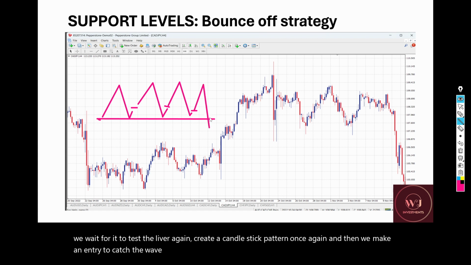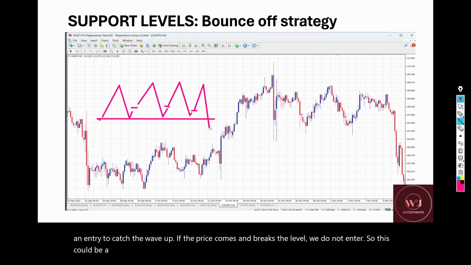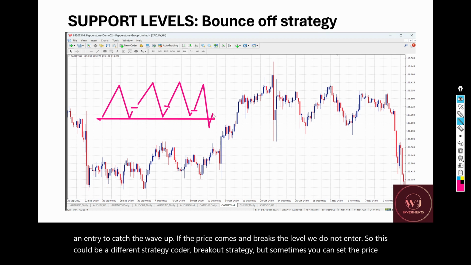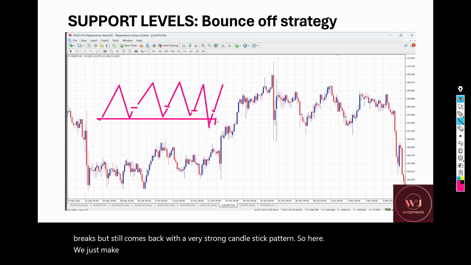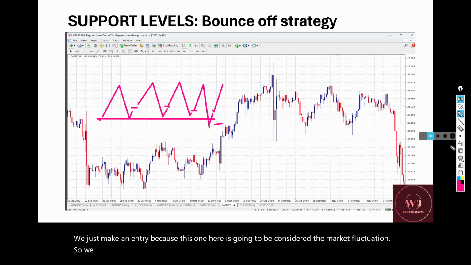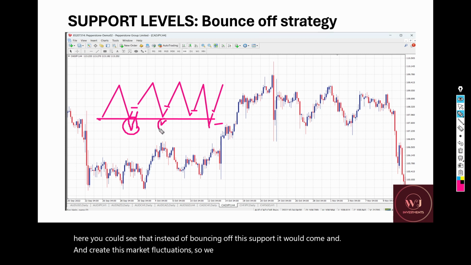If the price comes and breaks the level, we do not enter. That could be a different strategy called the breakout strategy. But sometimes you can see the price breaks but still comes back with a very strong candlestick pattern. So here we just make an entry because this is going to be considered a market fluctuation. We said market fluctuation is whereby the price pierces through the support. For example, right here, instead of bouncing off this support, it would come and create this market fluctuation. So we just have to ignore these market fluctuations and mark them as minor support levels.